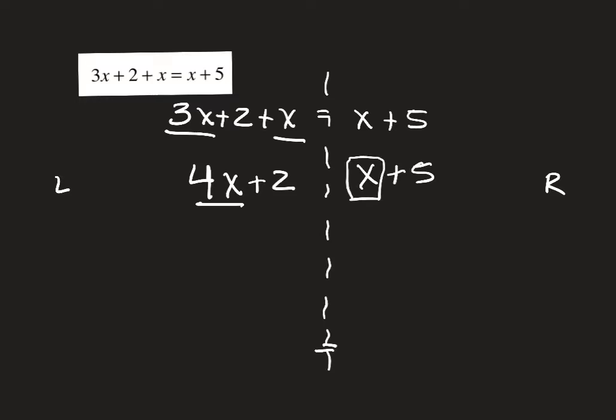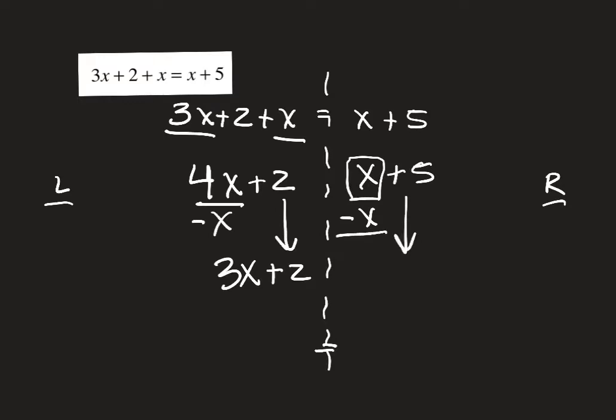So to get rid of an x, you do minus x. Well, if you do it to one side, you got to do it to the other. So you can do minus x over here, which leaves you with 3x on this side plus 2, because that just comes straight down. And over here, we just have 0x, because that becomes a 0, and you're just left with 5.